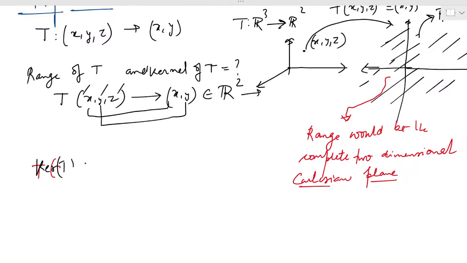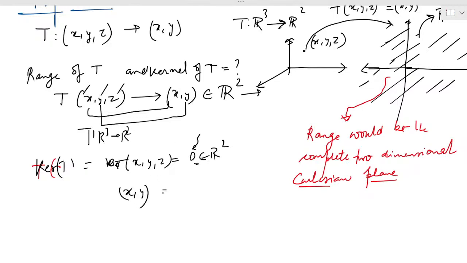Kernel T refers to all those elements such that it becomes 0. And see, this is not 0. Understand, this is 0 in what? This is 0 in R square, because this is a transformation T from R cube to R, na? So this 0 would be what? 0 comma 0. So this refers to x comma y becoming 0 comma 0. So in kernel, you will have the origin coordinates.